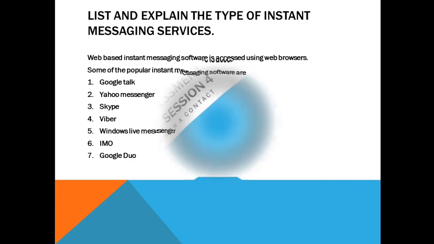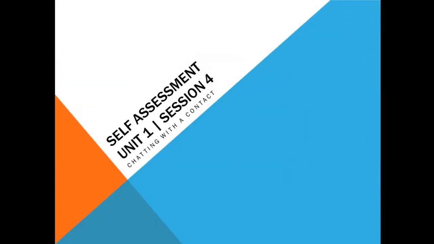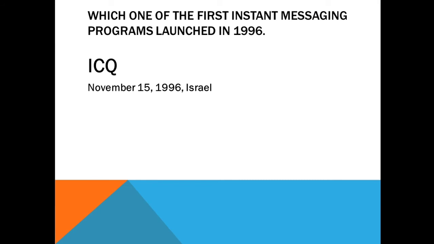So the next slide goes to unit first of session 4, and the topic is chatting with a contact. The question is: which was the first instant messaging program launched in 1996? ओके तो 1996 में नवंबर 15 1996 इजराइल में लॉन्च हुआ था. ICQ is the first instant messaging program or web-based application. This is the right answer, my dear students. So memorize all these things, write them down in your notebook, so you can easily reply if these questions arrive in your examination.